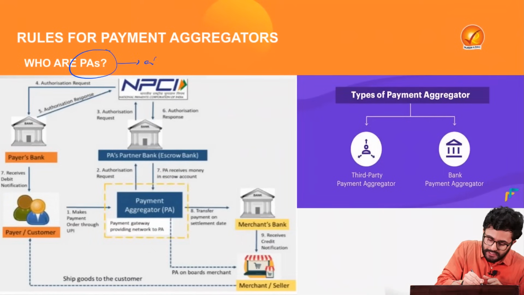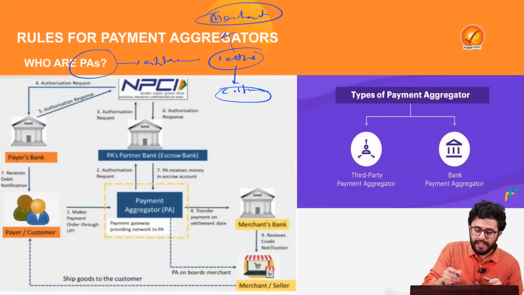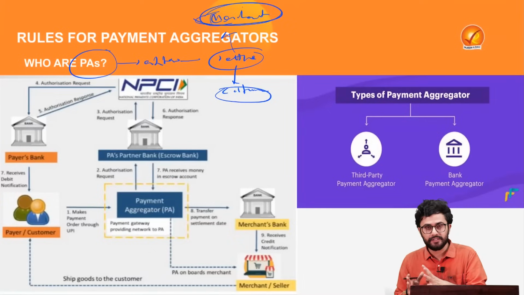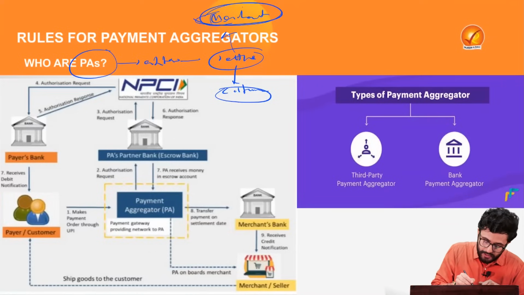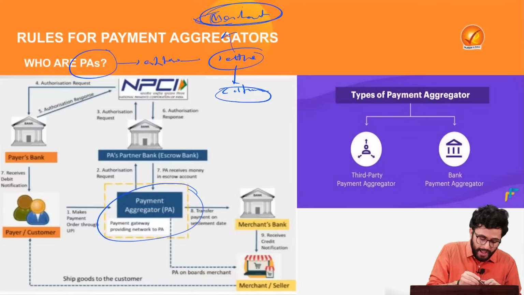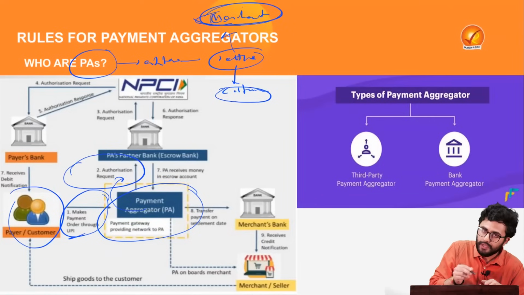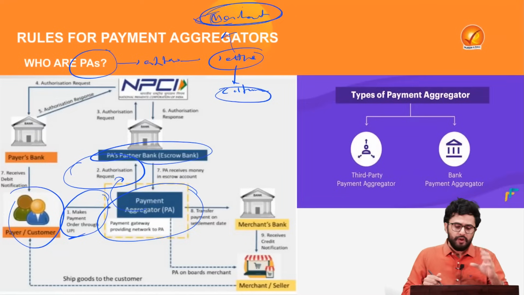Payment aggregators are basically the entities who help in settling the payment between the merchant and the customer, thus making sure that these merchants are not overburdened by setting up their own integrated payment system and increasing their cost of operation. To understand which, let's say that there is a payment aggregator and here is a customer, and the customer makes a payment order through UPI. Then this payment aggregator will do the authorization request to the partner bank, which is basically an escrow bank. What is an escrow bank?